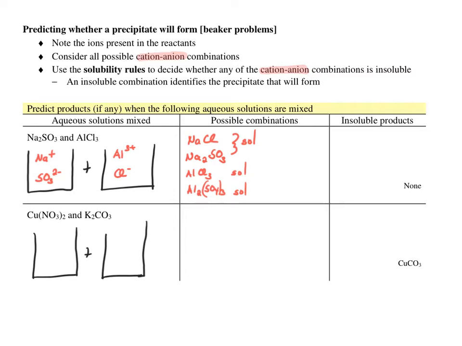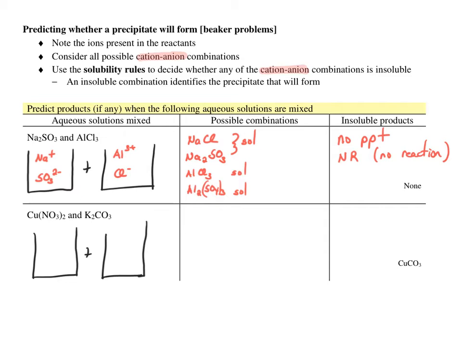There are no ions that form insoluble combinations, so there are no precipitates formed. We can write no precipitate. We can write NR, which means no reaction, none. All of these are acceptable. I want to get across the idea that all of the possible cation to anion combinations are soluble.